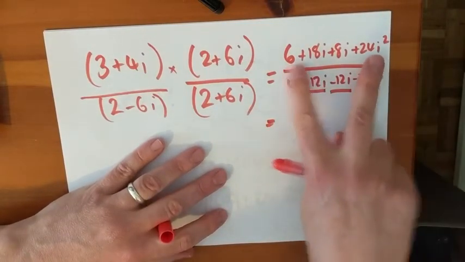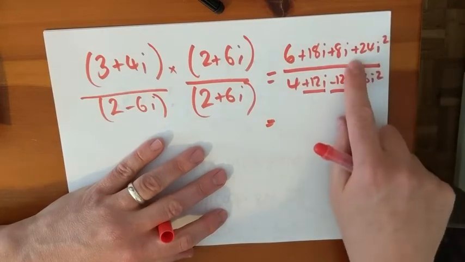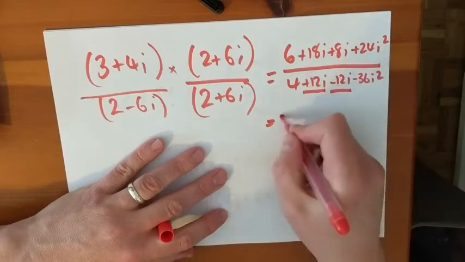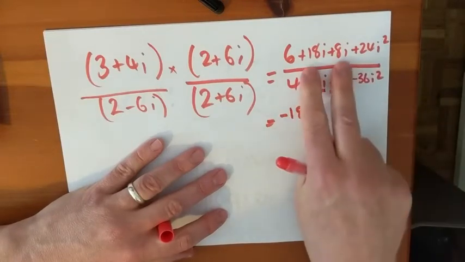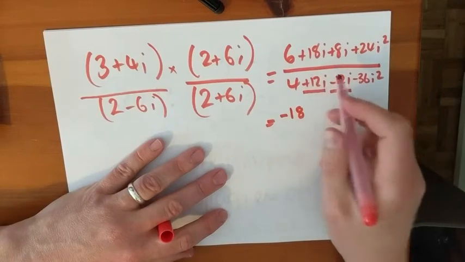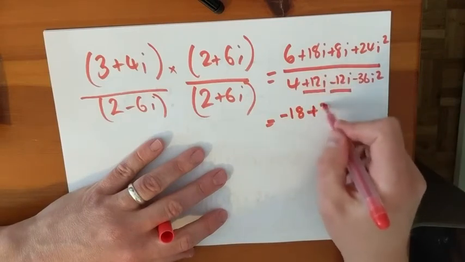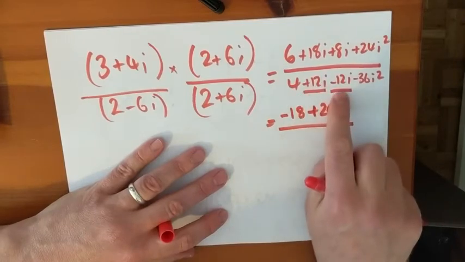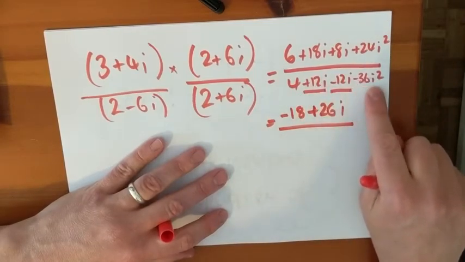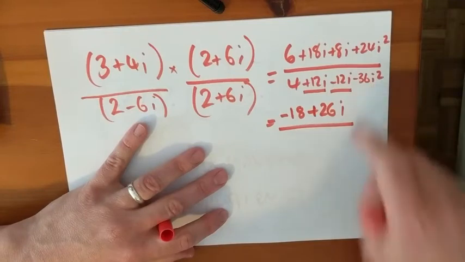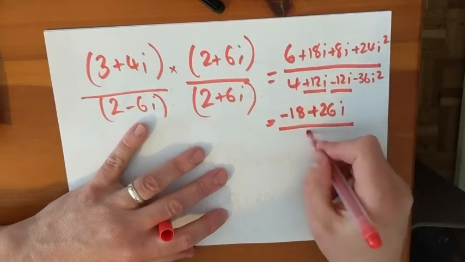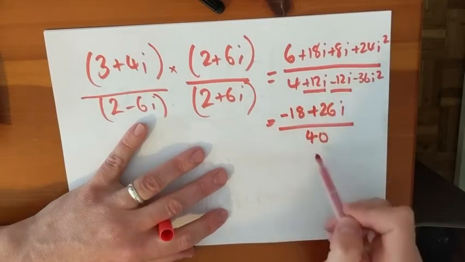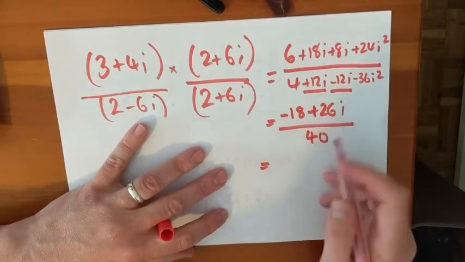On the top, I've got 6 plus 24 i squared, which is effectively minus 1 times 24. So 6 take away 24 is minus 18. These two, I can add those together, so I get 18 plus 8 is 26. And on the bottom, these two disappear, plus 12i minus 12i is nothing. This minus 36 times i squared is plus 36. So I get 4 plus 36, which is 40. And then I can just quickly tidy this up. Both of these are divided by 40. So I've got minus 18 divided by 14.